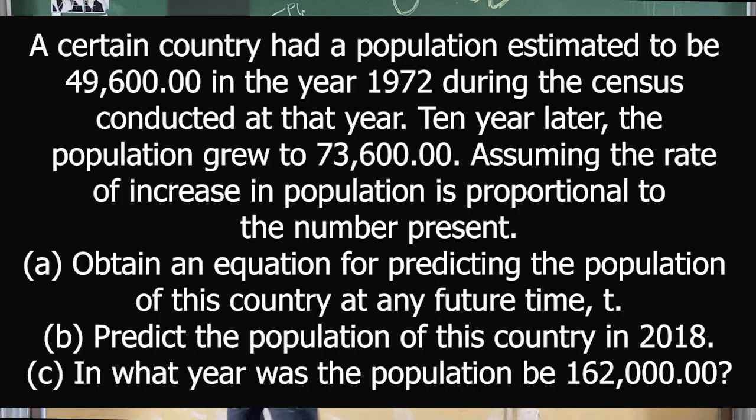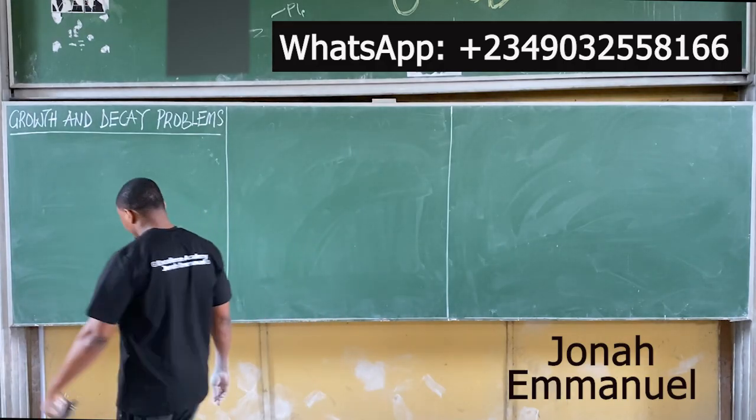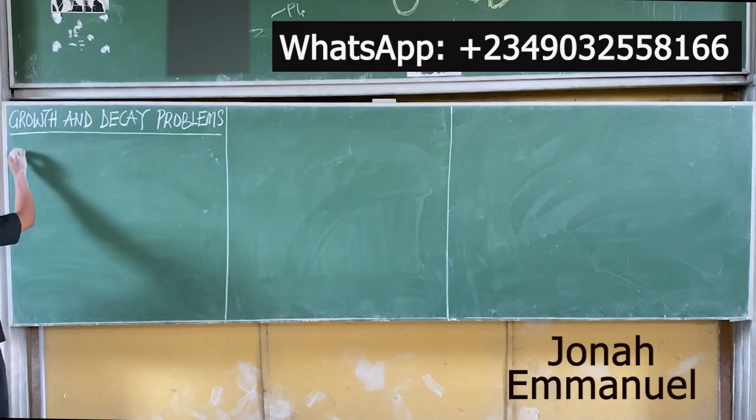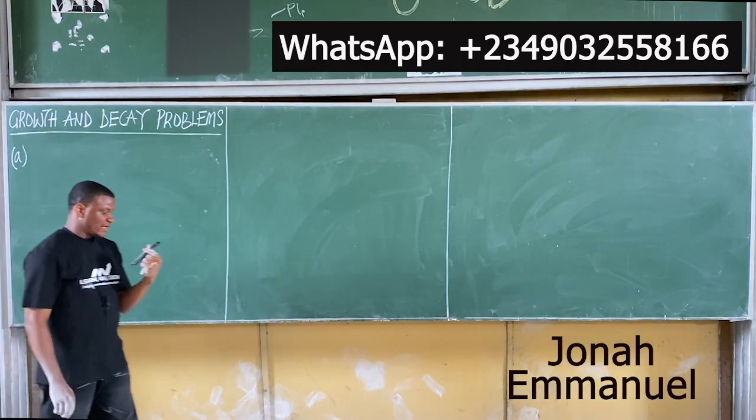That's the A part. The B part says, predict the population of this country in 2018. The C part says, in what year will the population be 162,000? Let's solve this one, please. A part, please. Please watch this very well.